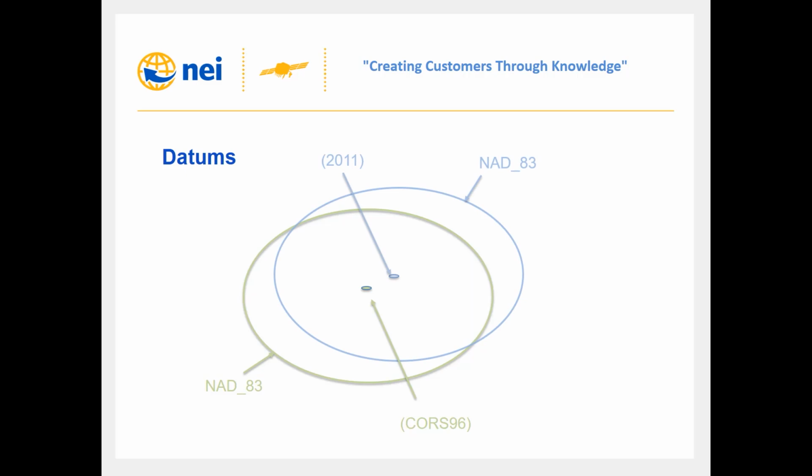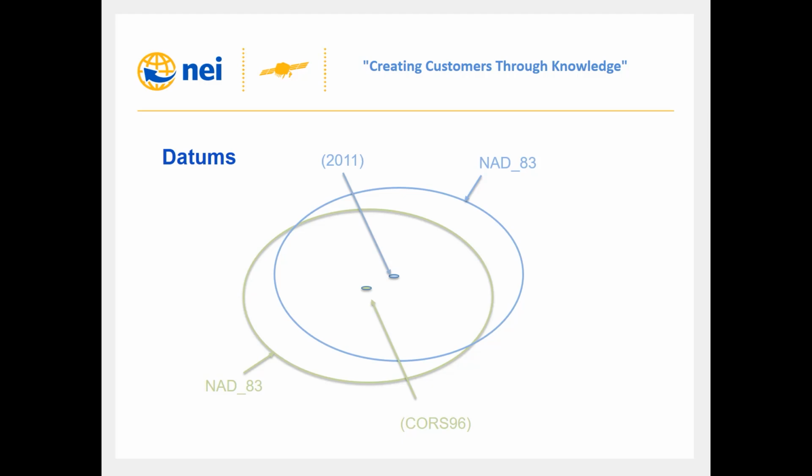The NGS did when they did the new datum shift. So basically, they moved the center of the radius. Okay. So as you can see here on the screen, I've got an exaggerated view of NAD83 2011 and NAD83 CORS96. They're not both in the same spot.